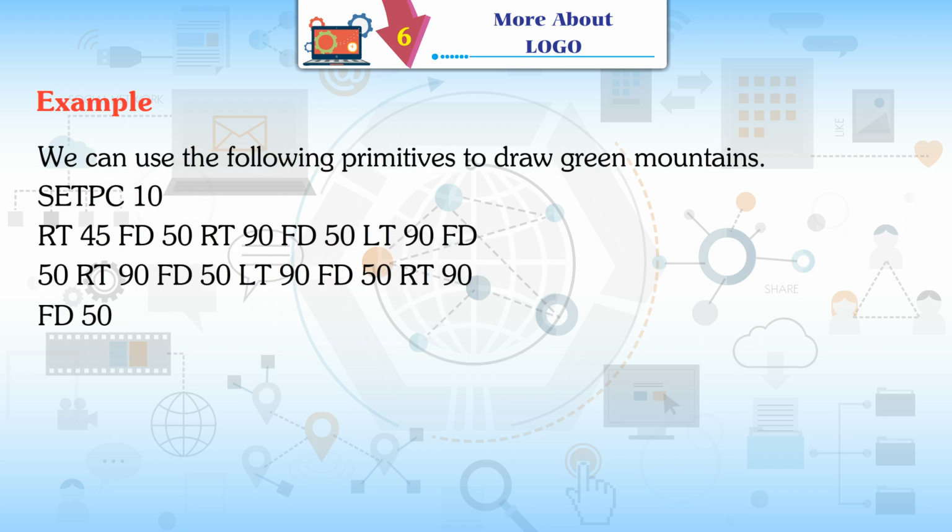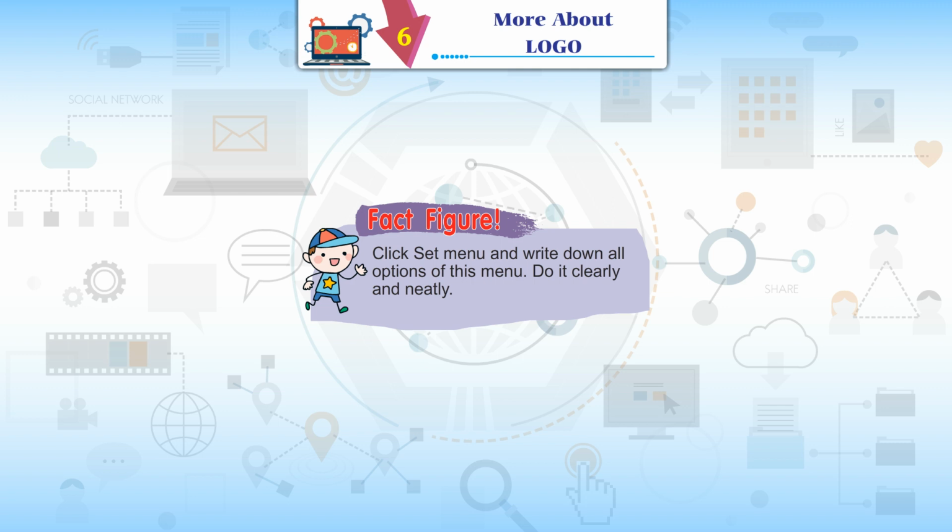Example, we can use the following primitives to draw green mountains. SETPC 10, RT 45, FD 50, RT 90, FD 50, LT 90, FD 50, RT 90, FD 50, LT 90, FD 50, RT 90, FD 50. Fact figure. Click the Set menu and write down all options of this menu. Do it clearly and neatly.